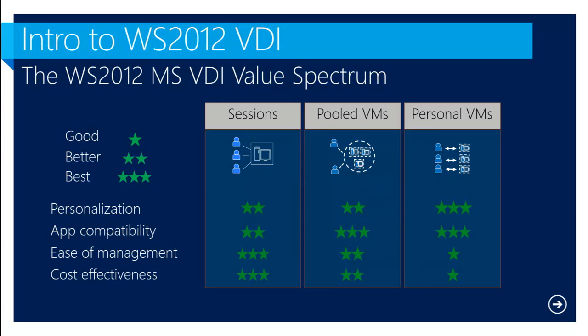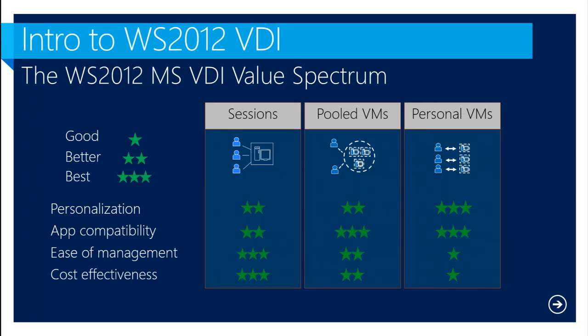There's a value spectrum for VDI 2012 that we offer. The most cost-effective are sessions. These are the traditional terminal server RDSH, where a single image is shared by many, many users, 100, 200, 300, and just updating that one image basically upgrades the runtime environment for hundreds of users. So from an ease of management point of view, RDSH rocks, because one image update really affects so many users or helps so many users.